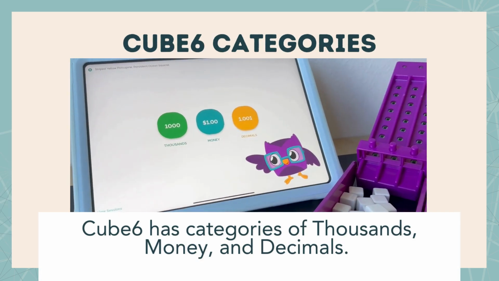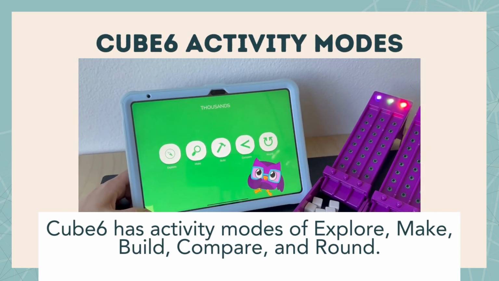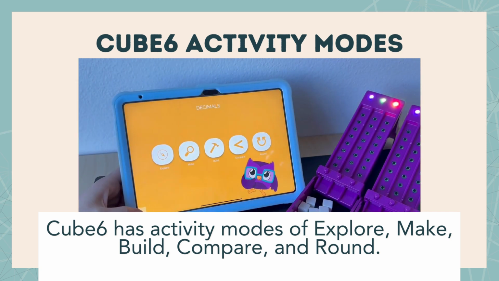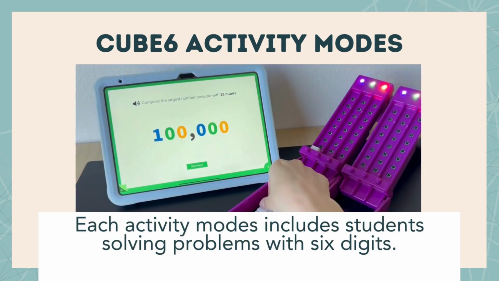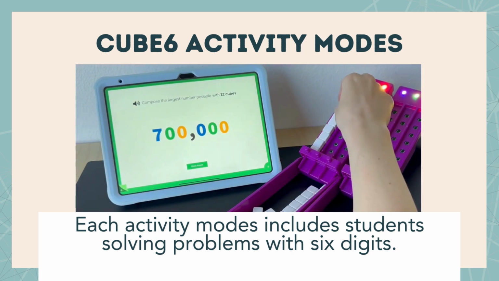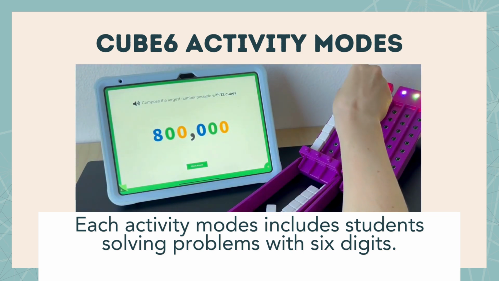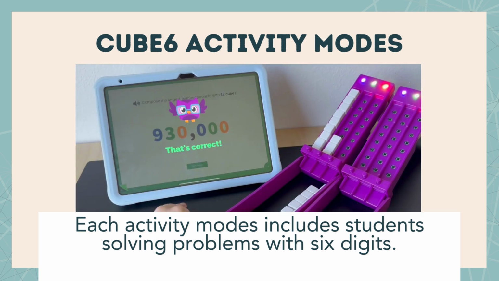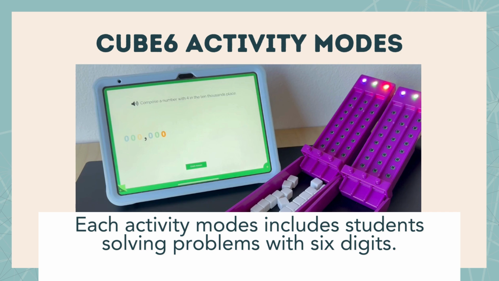Cube6 is a clone of Cube3, but uses two sensor-enabled towers to provide even more learning with digits and includes categories of thousands, money, and decimals. Each of the categories includes explore, make, build, compare, and round.